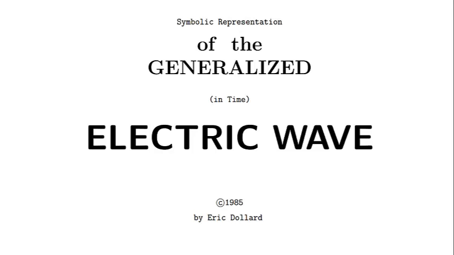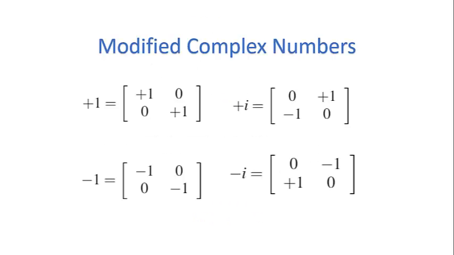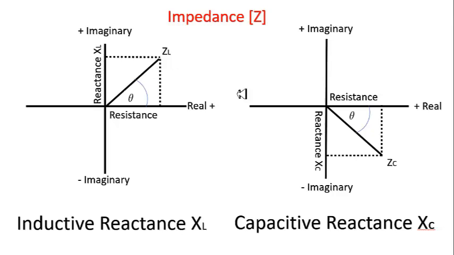To continue where we left off in the previous video of decoding or demystifying Eric Dollard's approach to the electric wave. And of course, we are using what I'm calling modified complex numbers to map out the equations that are commonly used in electronics. So previously we talked about impedance, and we talked about inductive reactance and capacitive reactance in the calculation of impedance.